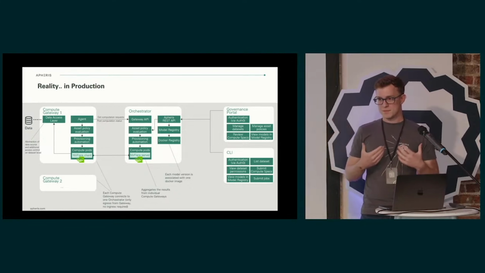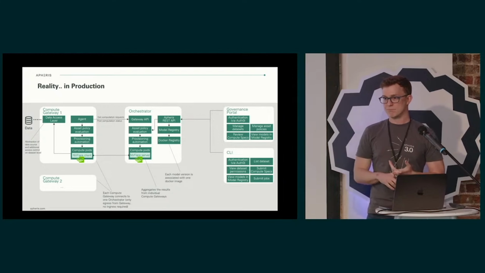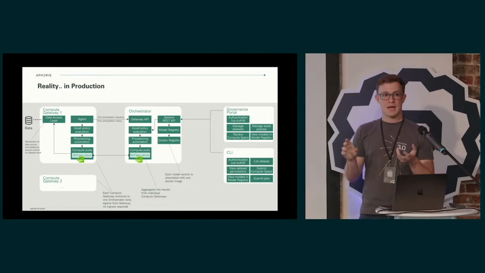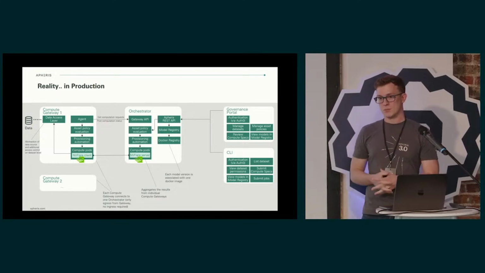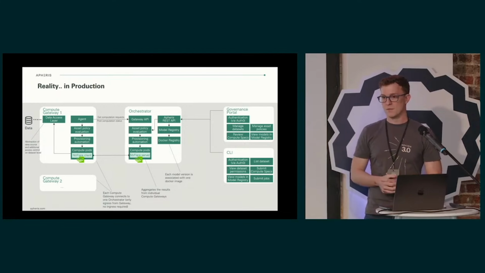For the governance portal, this is how the data custodian manages data sets that they want to add, and how they're setting up the asset policies to run these computations. Their entire user flow exists through what we call the governance portal, just a UI for them to manage this. And the CLI is on the data scientist, ML engineer side.